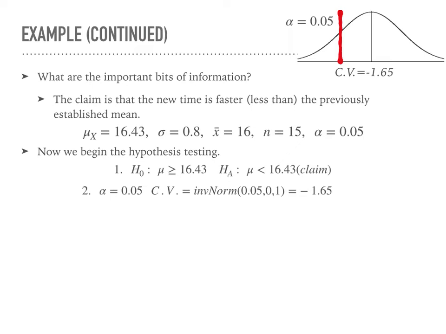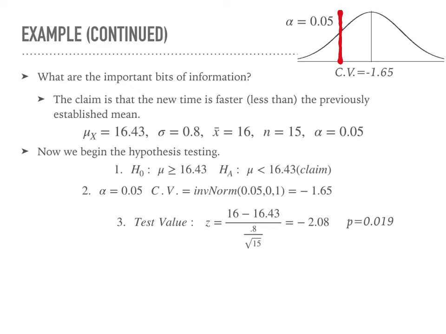Now finding our test value, this is pretty quick to do by hand if you want to. You have 16 minus 16.43 divided by 0.8 over the square root of 15. This equals negative 2.08. And if you're using your calculator, you would find a p-value as well. So doing it by hand, you'd be using your traditional method, the first method we covered. Doing it on the calculator, you could use your p-value method.